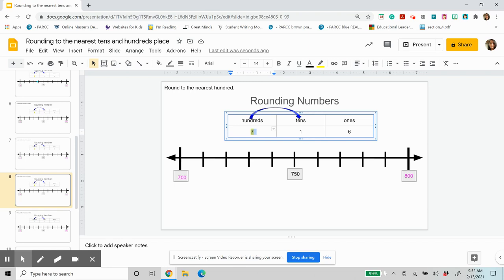Okay, if it's 1 through 4, we're going to stay at the 100 we're with. If it's 5 or higher, we're going to go up 100. So this is a 1. That's smaller than 5. So 716 means it would come on this side of the number line. So it's closer to 700. Okay.